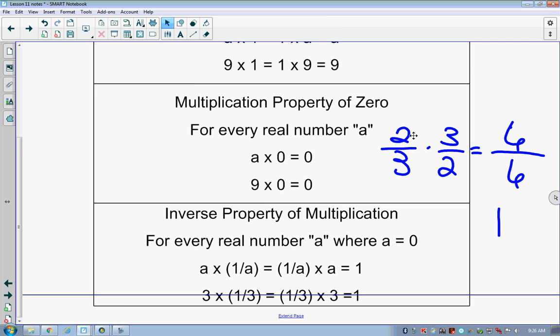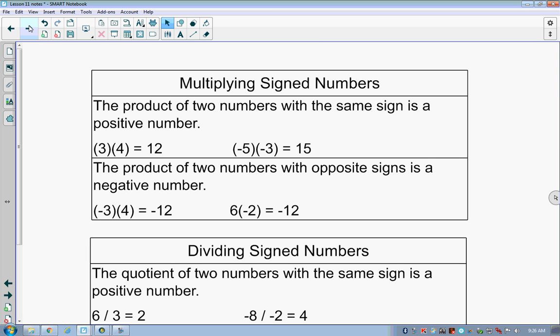All right, let's see if they give us anything else in here. All right, multiplying signed numbers. What do we mean when we're saying signed numbers? Positive and negative numbers. All right, so our first one says if we multiply a positive times a positive, I'm going to get a positive. Okay? And in that same sense, if I multiply negative times a negative, I'm going to get a positive.